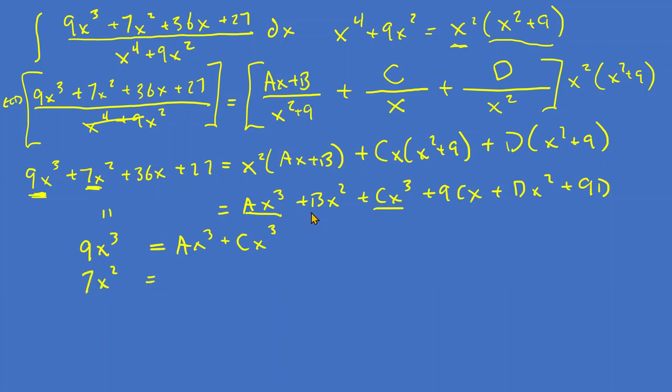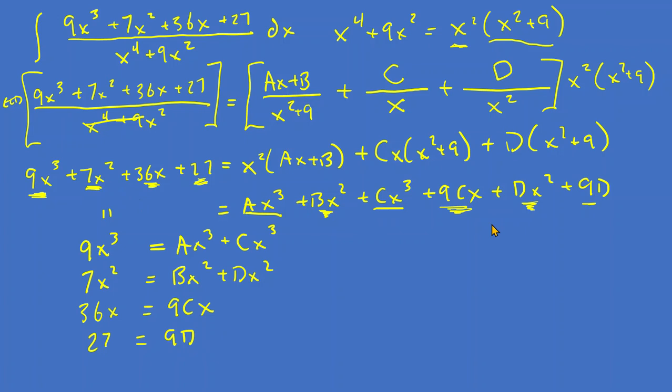And so the x squared terms would be here, bx squared, and dx squared right there. The third term, 36x. And then my x terms here would be the 9cx, and that's the only one. And then finally, we have a 27 as our constant term, and the constant term is 9d. And I like to make little marks underneath everything so I know everything has been accounted for.